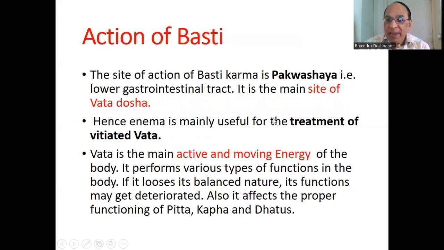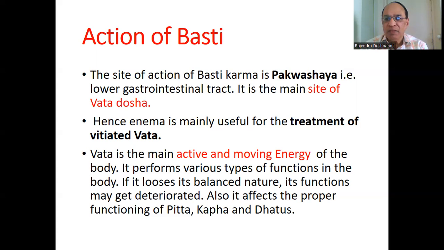The main site of Basti Karma, where we push that material, is the Pakvashaya. Pakvashaya is the lower gastrointestinal tract. We give Basti through the anorectal region, and it basically acts on the Pakvashaya because that is the site of Vata dosha. The Utpatti, creation, and the main physiological and pathological activities occur through the Pakvashaya, or large intestine, which is a very important site with regard to Vata dosha.